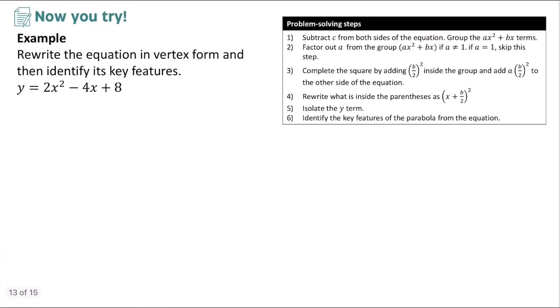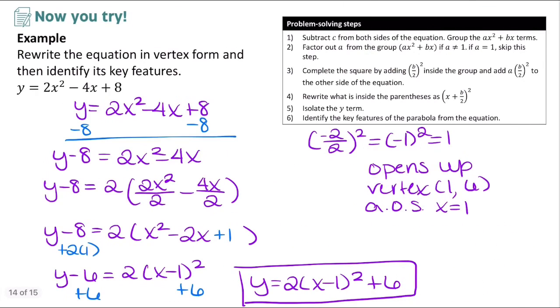So now you can go ahead and pause the video and try rewriting this equation in vertex form and then identifying its key features. So here, once again, we have an a that's not equal to 1, but we start off always by moving over c. So we have y minus 8 equals 2x squared minus 4x. And then since a is not equal to 1, we factor out that 2, which gives us 2 times (x squared minus 2x).